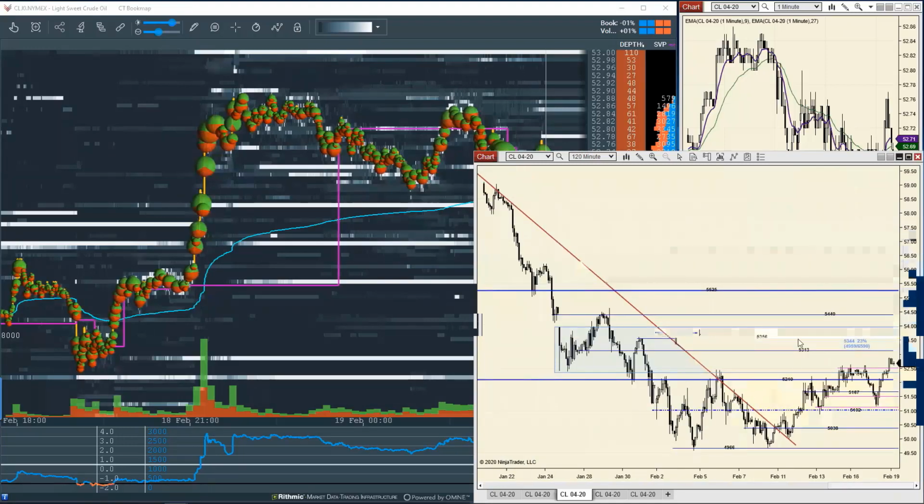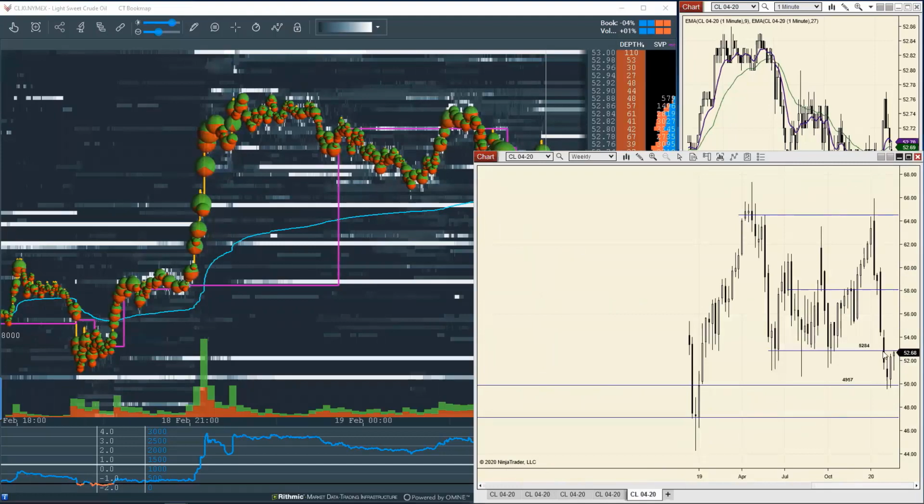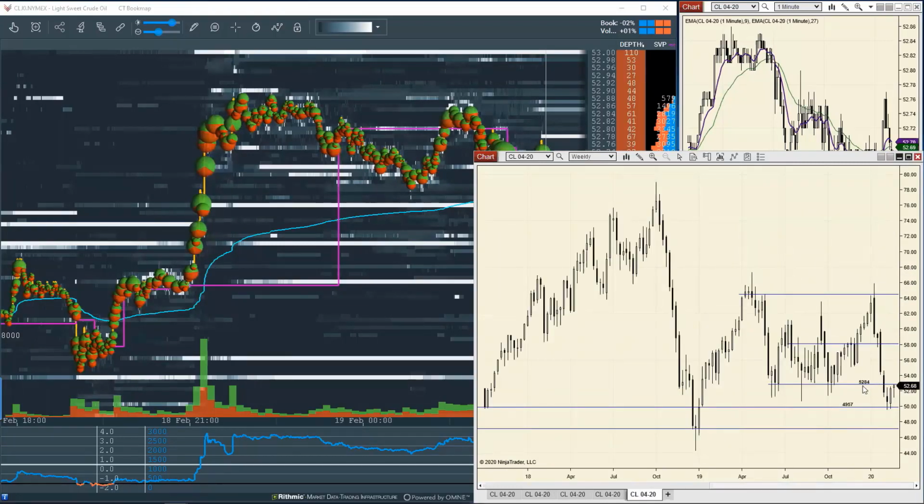Right here, you see, and we can also take a look at it here on a weekly. The key is if we get a weekly close above 52.84, we've pretty much put the bottom in place on here. But I mean, it's only Wednesday, so we'll see where we come here.